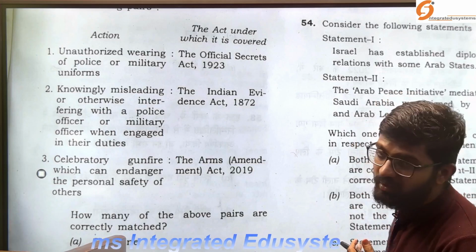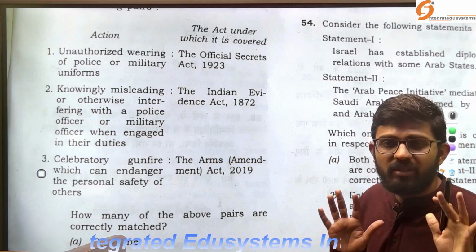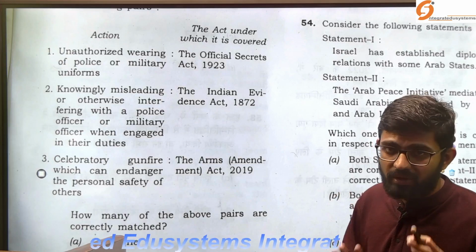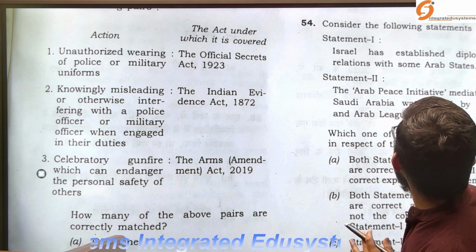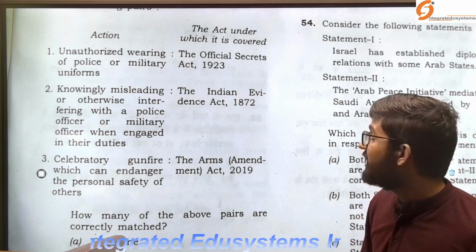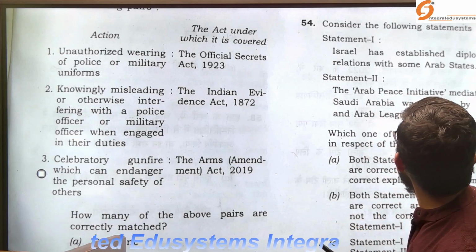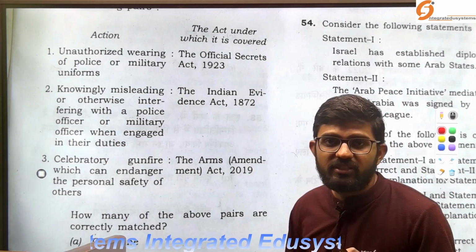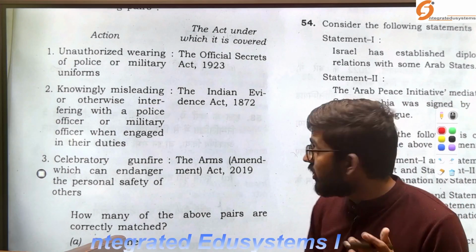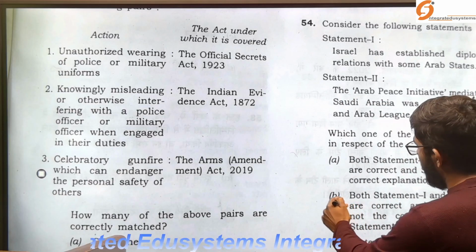So statement 1, basically, if you have read the newspaper regularly with respect to the world section, you will be able to answer this. Israel has established diplomatic relation. Yes. Arab peace initiative mediated by Saudi Arabia was signed by Israel and Arab League. See, understand one thing. Your option answer is B.